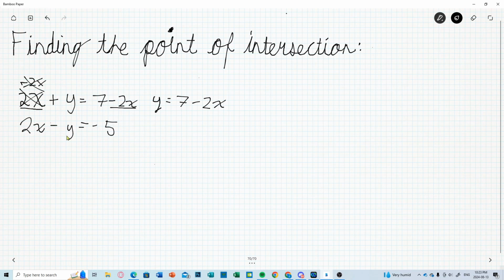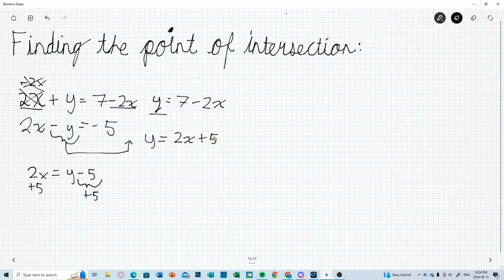And for this one, we want to have a positive y to match this positive y. So in order to get a positive y, we know that since this is negative, we'll have to bring it over to this side. So we're going to set this as 2x is equal to y minus 5. And now to isolate this y, we're going to add 5 here, and add 5 here, which will give us y is equal to 2x plus 5.